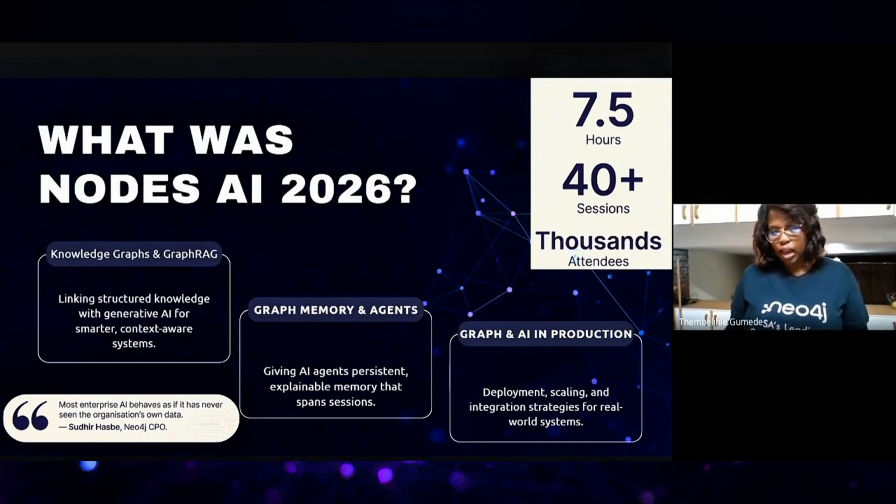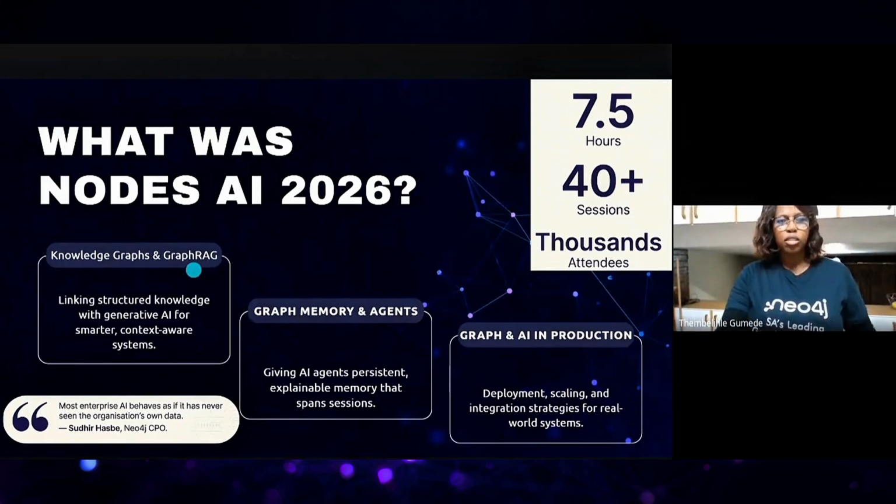So what is Nodes AI? What are we actually recapping on? Last week on the 15th of April, thousands of developers, AI practitioners, and executives came together and joined us for a virtual conference called Nodes AI 2026. It was 7.5 hours, and it was dedicated entirely to graph and AI. There were over 40 sessions, and it was divided into 3 tracks: first, knowledge graphs and GraphRAG; then graph memory and AI agents; and then graph and AI in production.